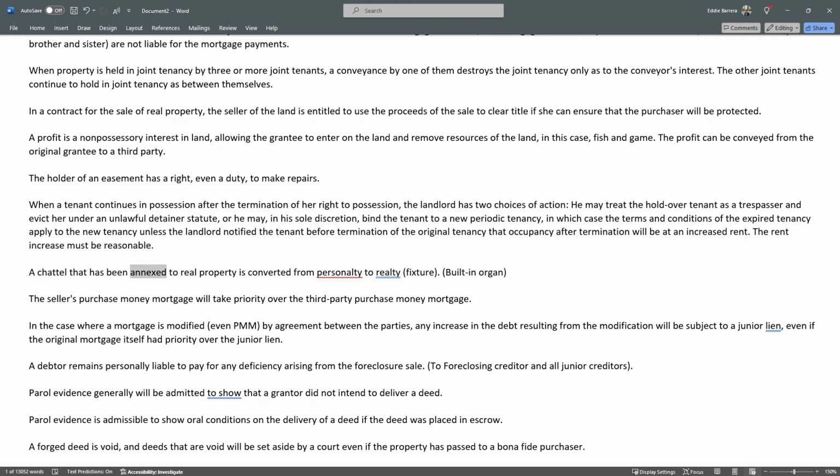A chattel that has been annexed to real property is converted from personalty to realty, a fixture. Built-in organ. The seller's purchase money mortgage will take priority over the third-party purchase money mortgage.